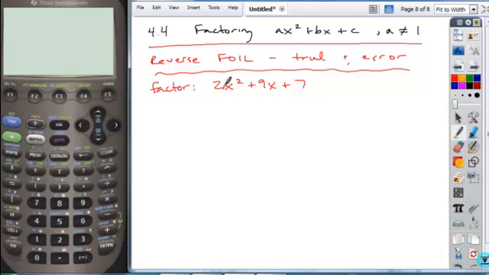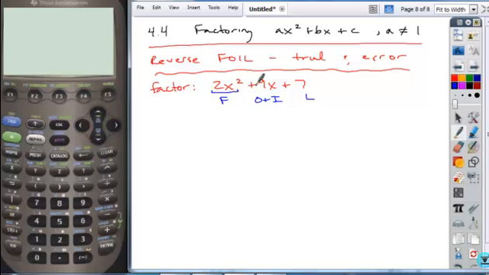What trial and error does is it's based on the idea of when you take binomial factors and you expand them or multiply them, you FOIL, right? You take the product of the first, the product of the outer, the product of the inner, and the product of the last, and you add all those together. Okay, but that yields a pattern.